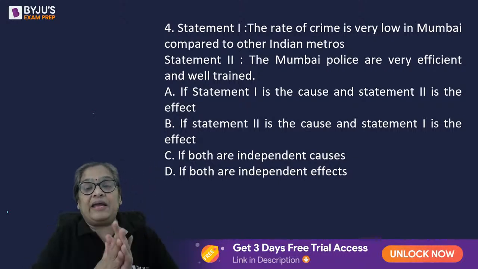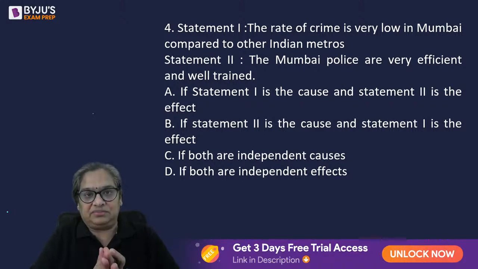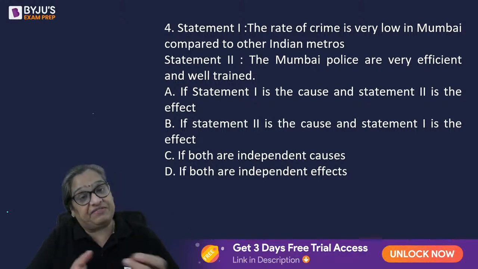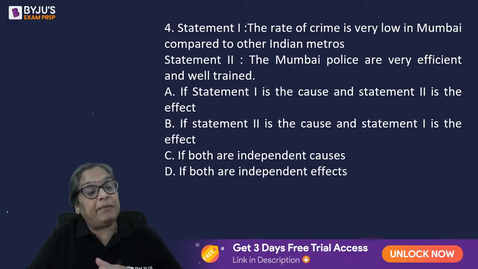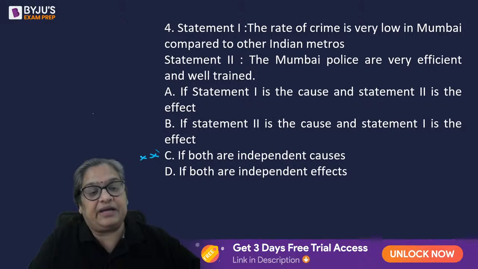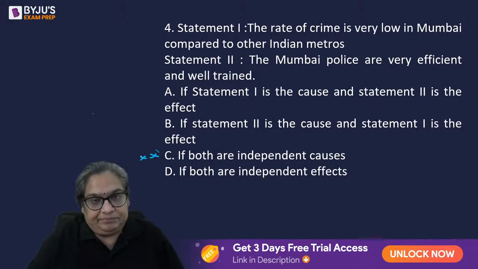The rate of crime is very low in Mumbai compared to other Indian metros. All right. Mumbai is considered the safest city in India, one of the safest cities in India. Statement 2 says the Mumbai police are very efficient and very well trained. All right. So now figure out what is the relationship between the two sentences. A is the cause, B is the effect, one is the cause, two is effect, two is the cause, one is effect, independent causes. ये हमको पता है नहीं हो सकता है. So is it A, B or D?